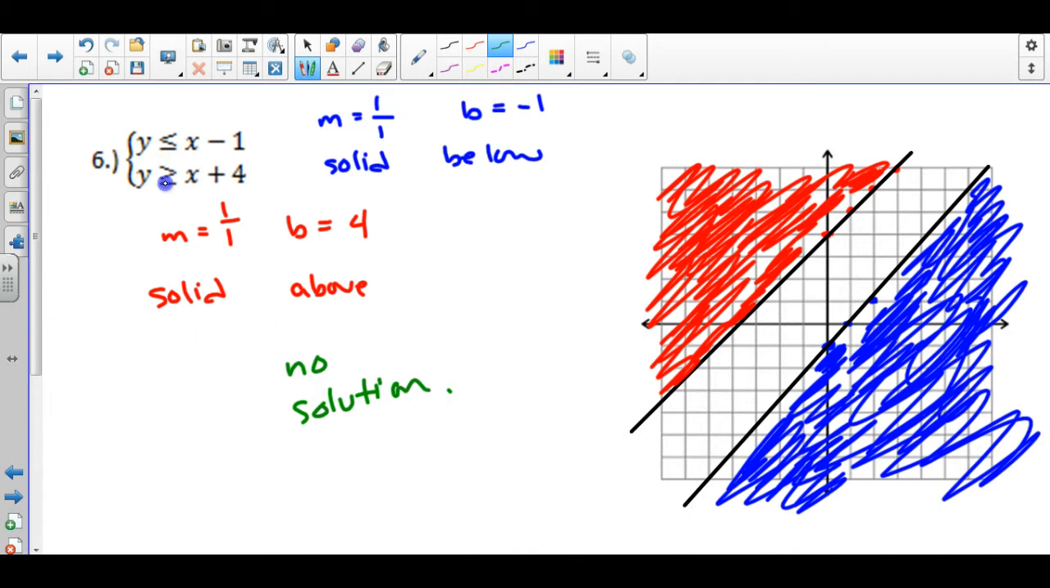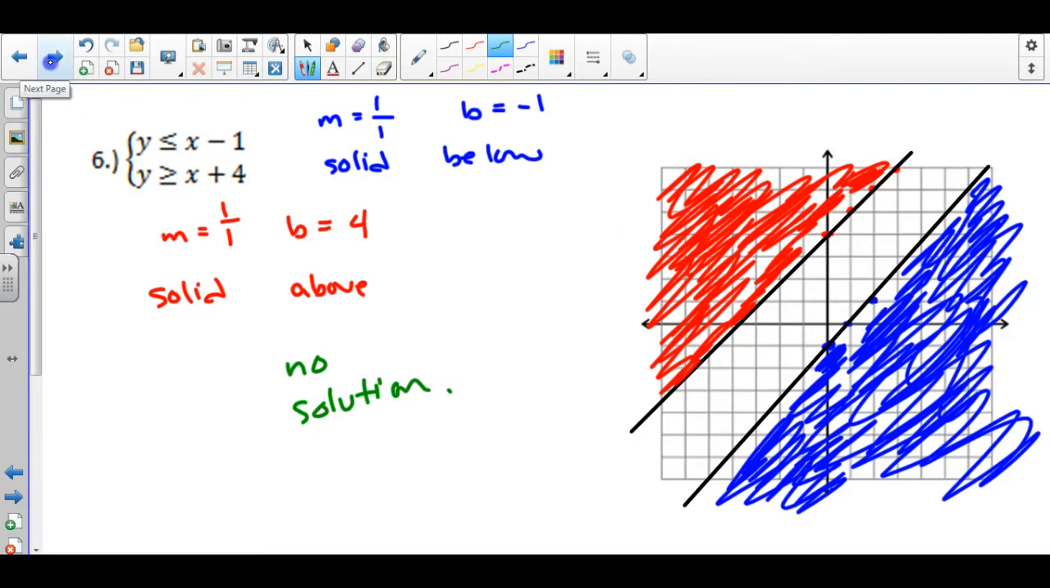If the inequality would have been flipped on either one of these, you would definitely have a double shaded region, in which case there would be a solution. So don't make the assumption that parallel lines are going to have no solution. It is only if their shading is on the opposite sides, like this one is.